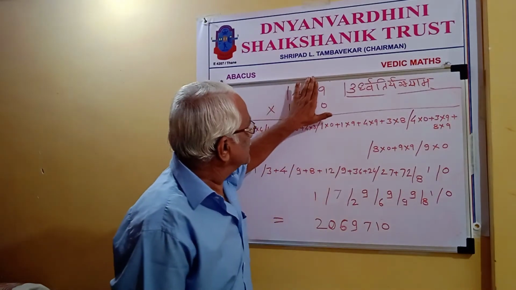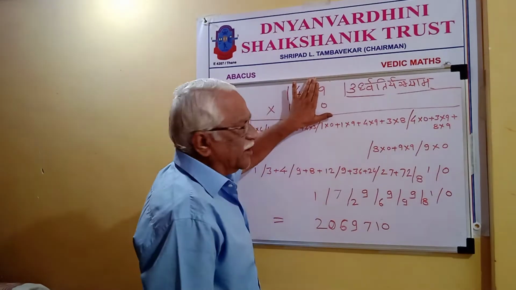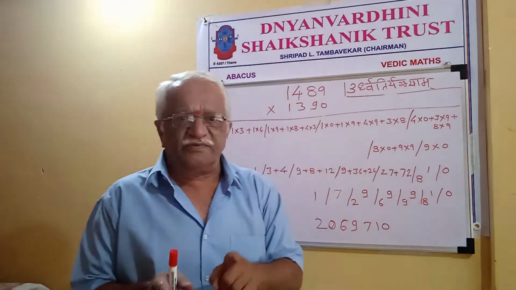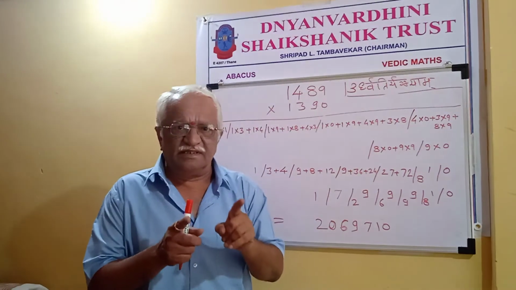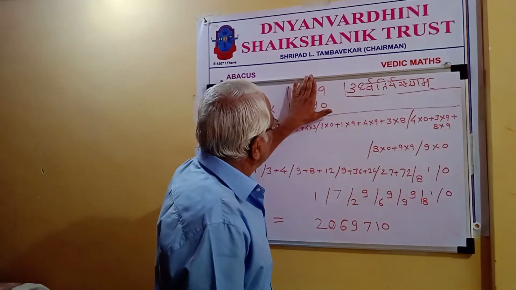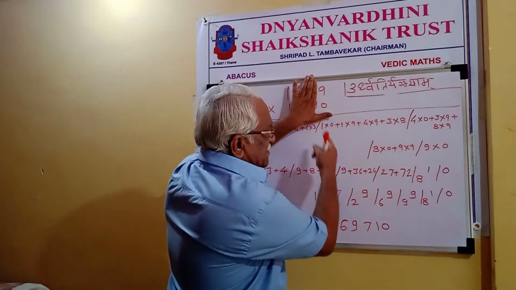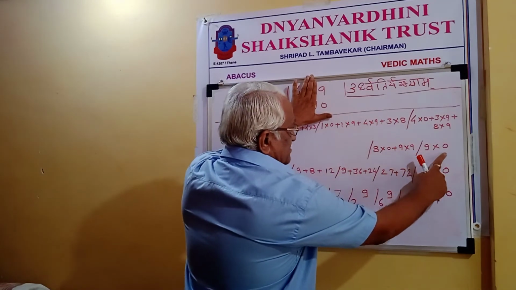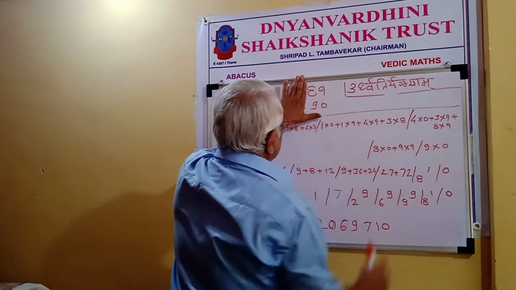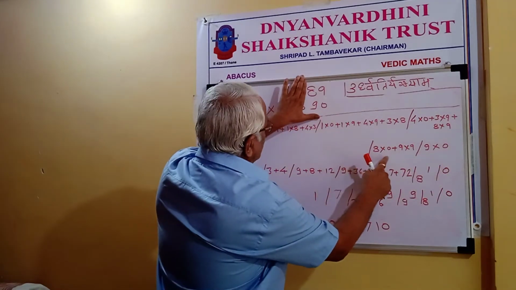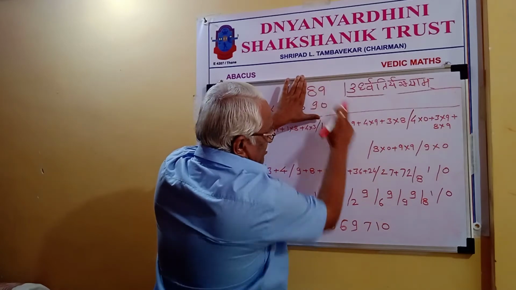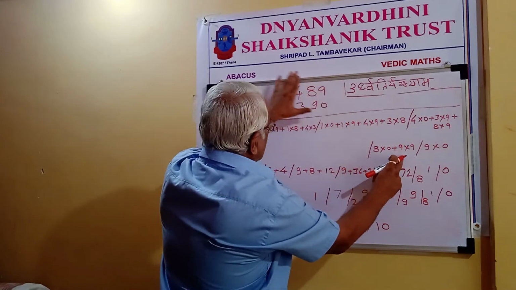Just first, what you call Urdhva Tiryaka Vyam, vertically and crosswise. Again, listen, vertically and crosswise. Now, first we will see these two digits, that is 9 multiplied by 0, right? Second, 8 into 0 and 9 into 9, addition of that.